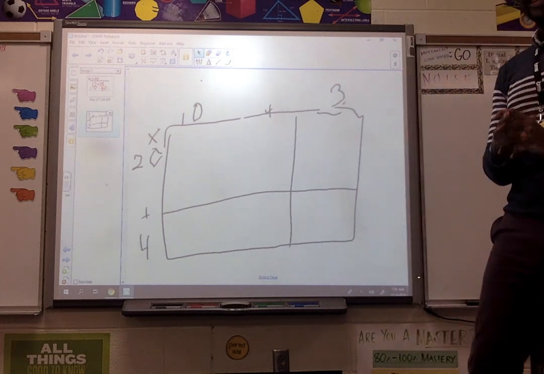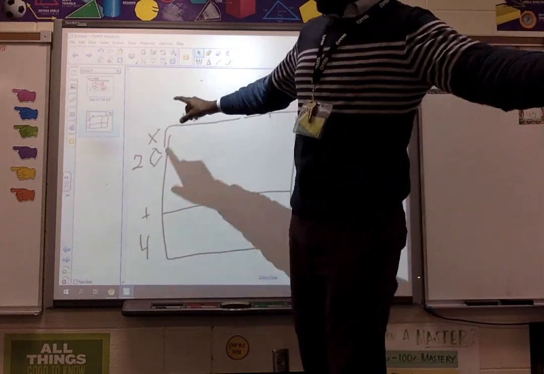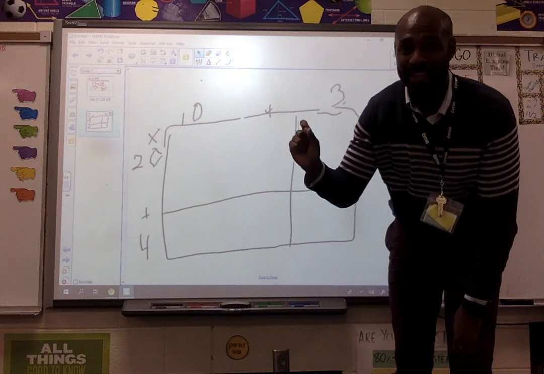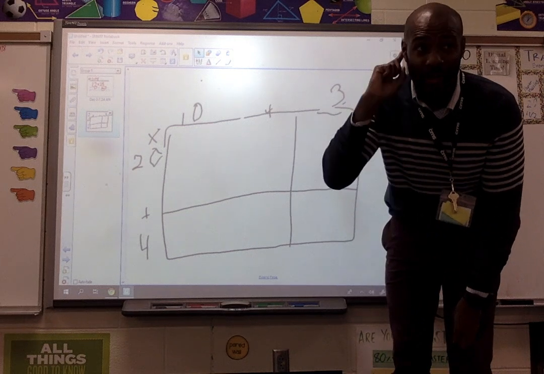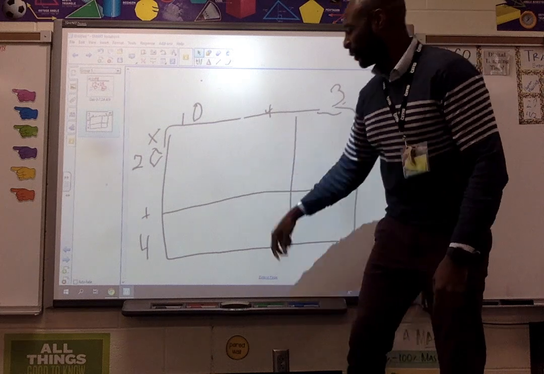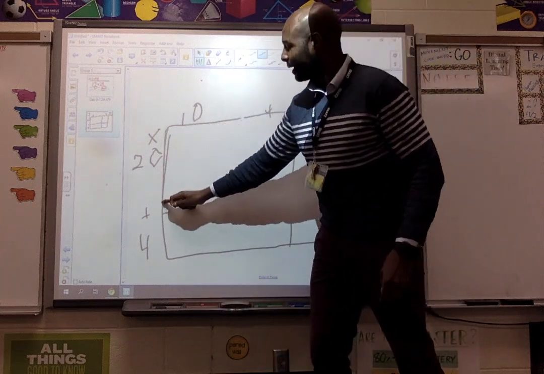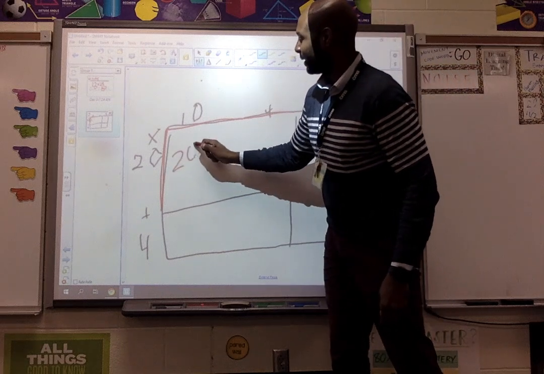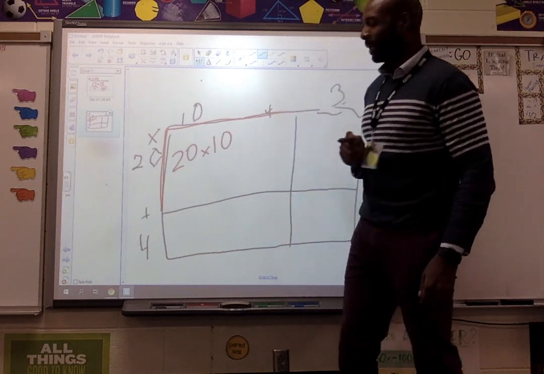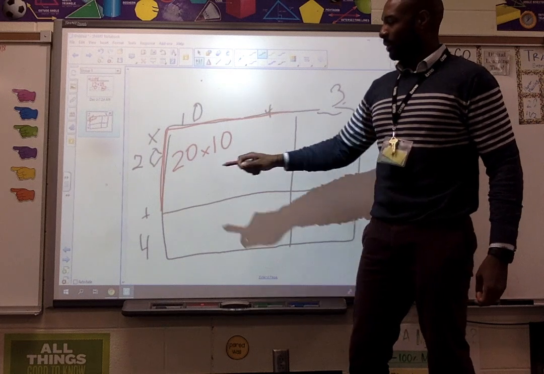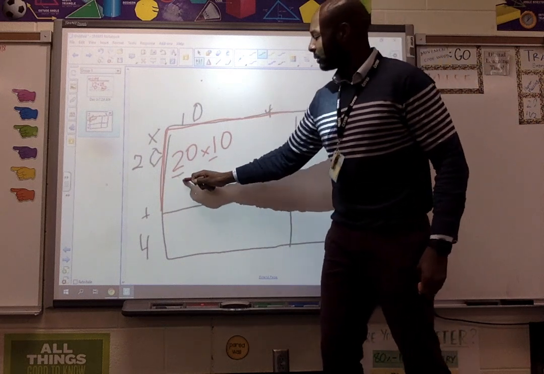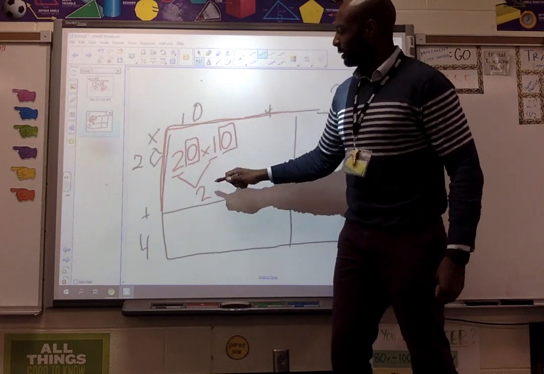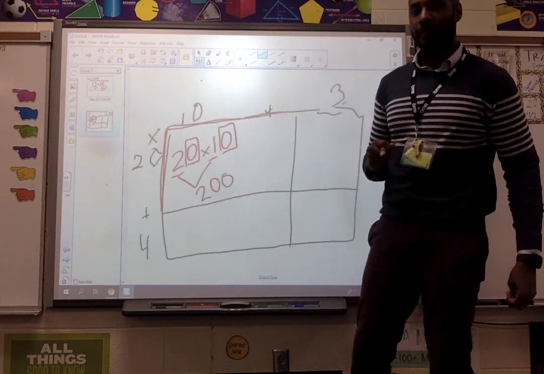Very good. All right, so let's go ahead and multiply. Now, we know that area equals length times width. Area is what? Okay, so we're going to multiply our length here, which is 20, times our width, which is 10. 20 times 10. 2 times 1 is 2, and I'm going to add my 2 zeros to make 200.